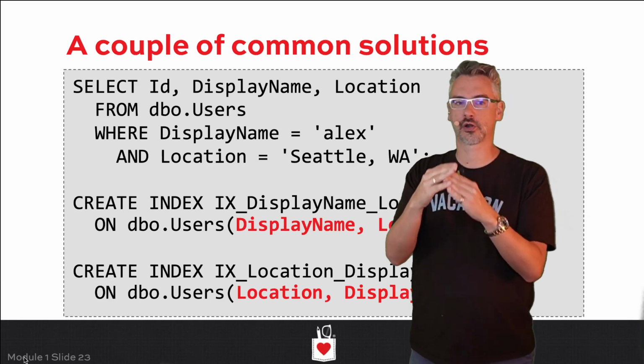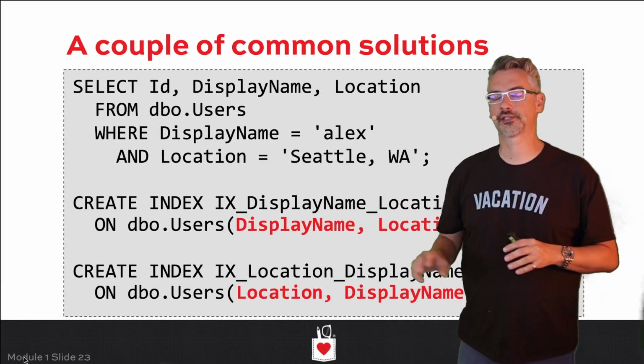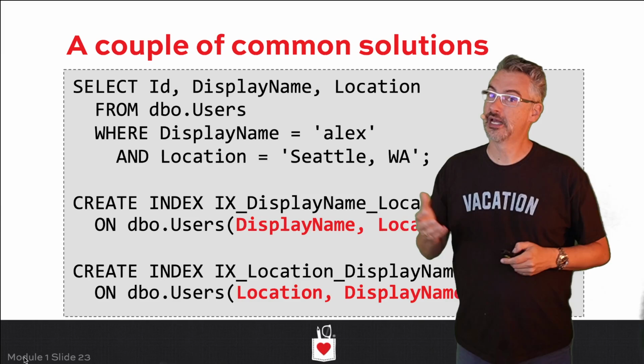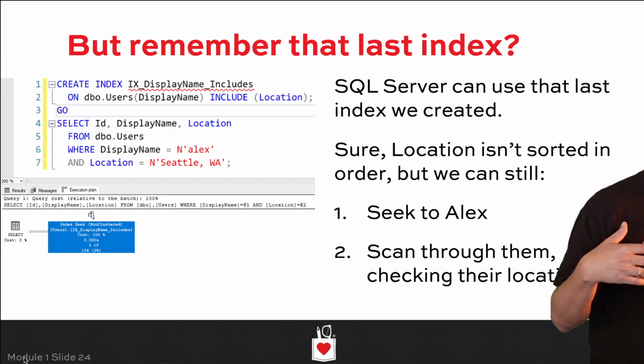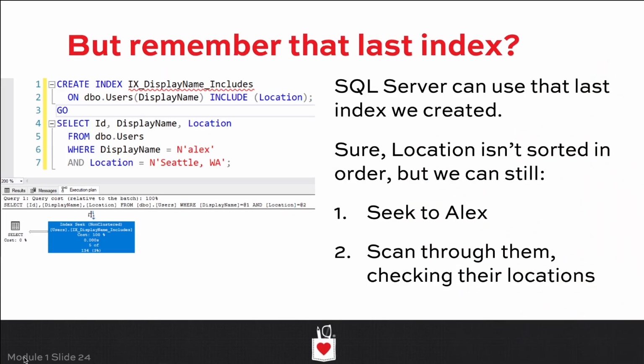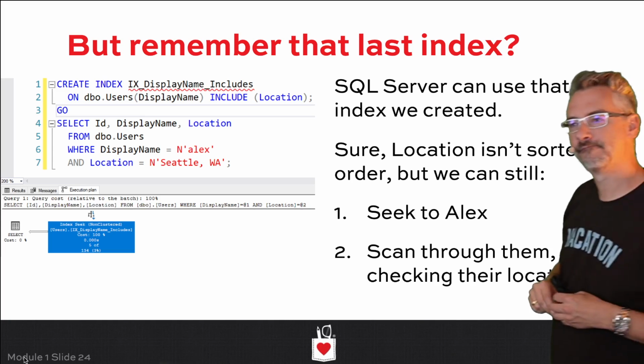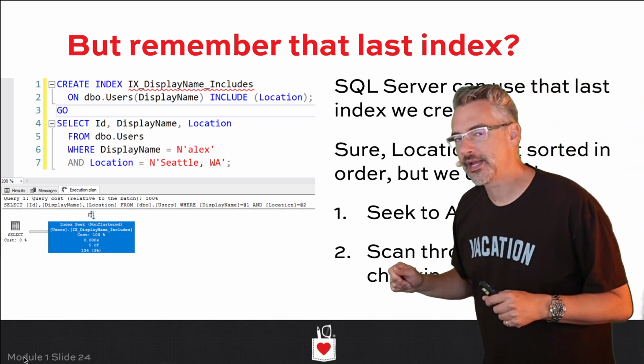Before you start trying to figure out which one of these has more distinct values, let's flash back to the last index that we just created. We just created an index on display name, then included location. So what our query can do is it can seek down into just the Alexes. And it is going to have to read all of the Alexes because they're not sorted by locations. But are there that many Alexes?